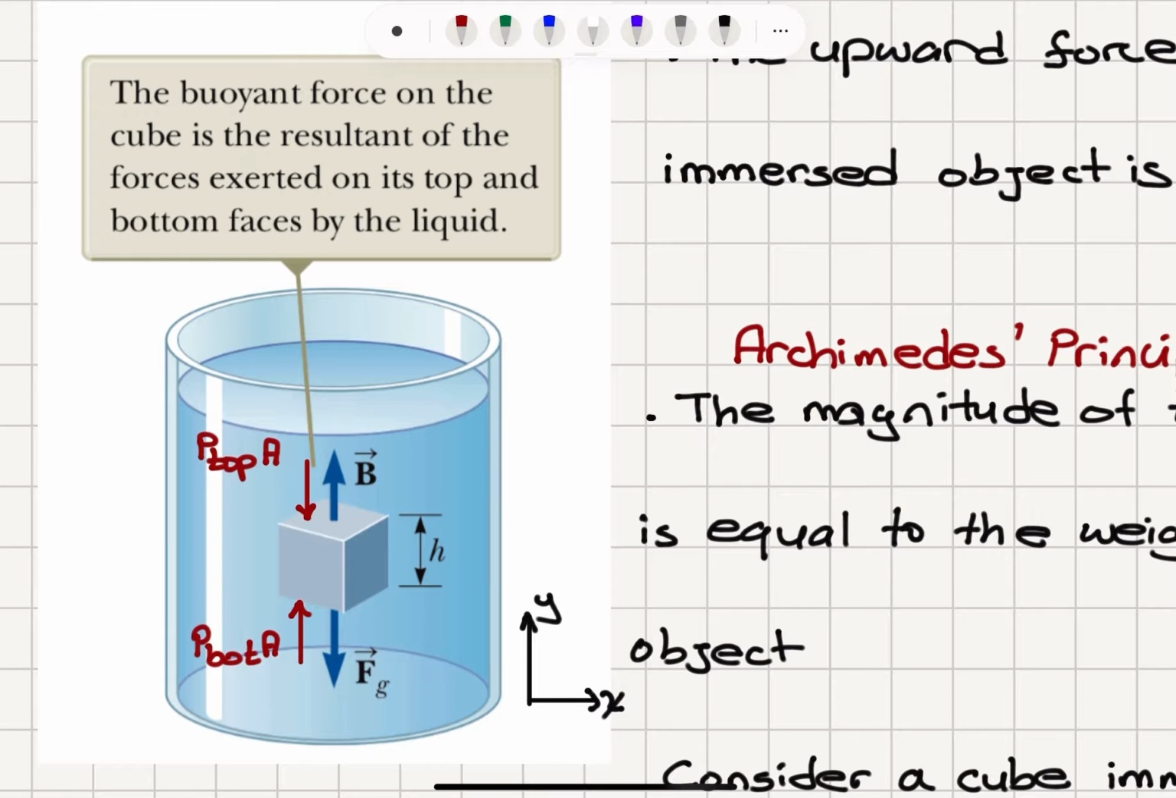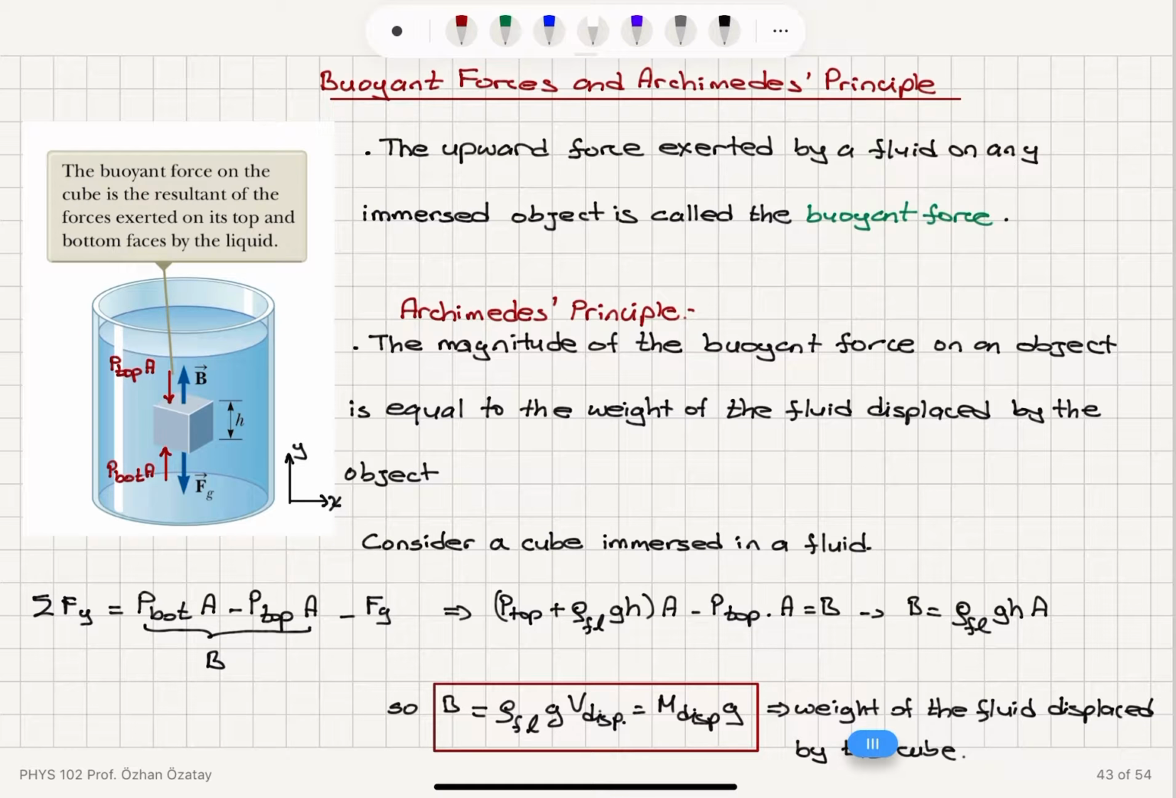So we can say that for the top surface of the object, we will have a pressure exerted perpendicular to the top surface, which is the pressure at the top times the area A. And then we have the bottom pressure, P bottom multiplied by A, which is in the upward direction. And then we also have the weight of this object, the gravitational force, pointing down, mg. And let's say that the height of the object is h.